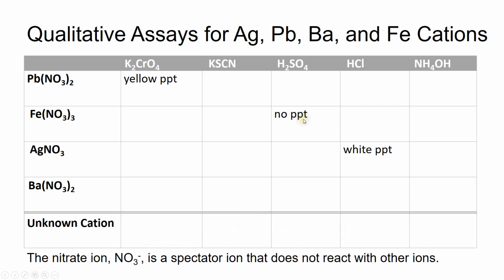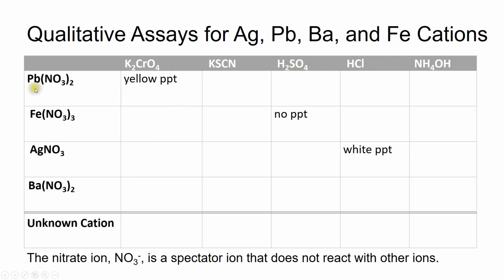If there's no precipitate, just write no precipitate. If you see white precipitate, just say white precipitate. And not only that, because this is a spot test to identify the presence and identity of unknown cation, we need to react some known cations with these 5 reagents.